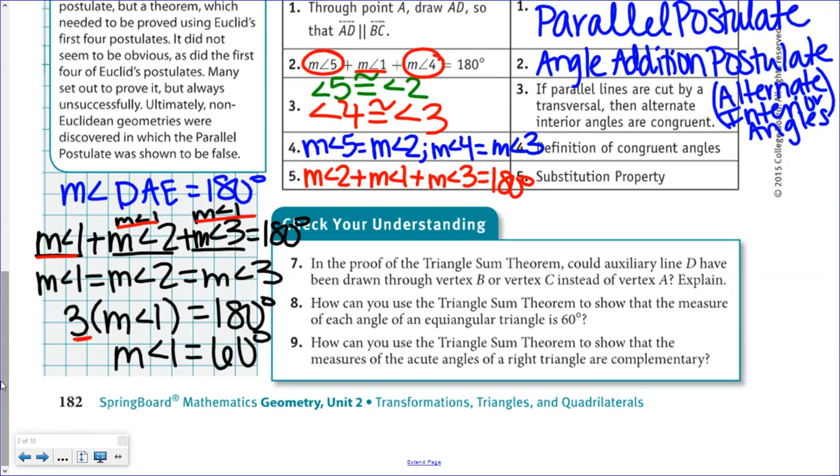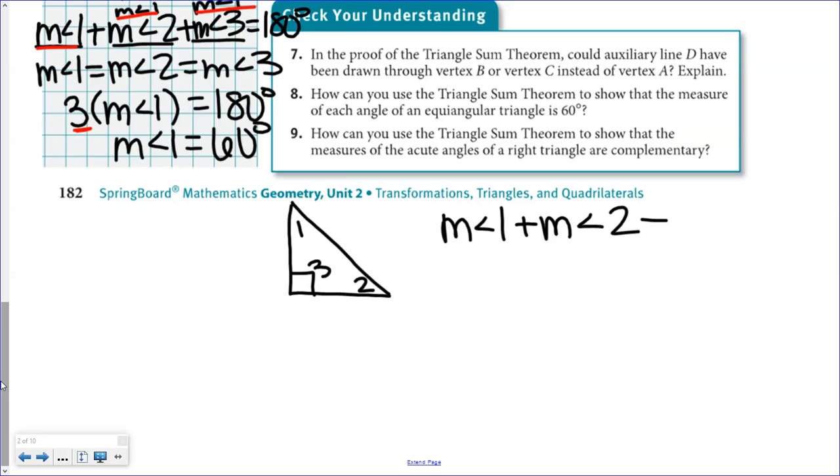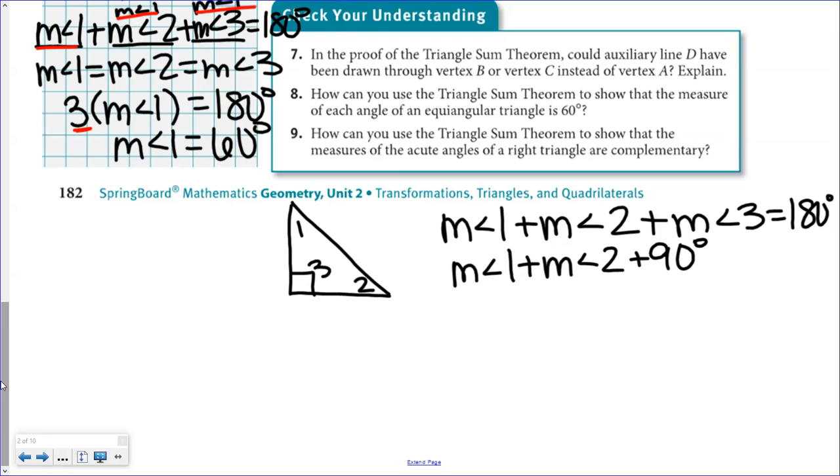For number 9, how can we use the triangle sum theorem to show that the measures of the acute angles of a right triangle are complementary? So this is a right triangle where angle 3 is my right angle. So I'm going to start with my triangle sum theorem. Measure of angle 1 plus the measure of angle 2 plus the measure of angle 3 equals 180 degrees. Angle 3 is 90 degrees though. So I can replace the measure of angle 3 with 90 degrees.